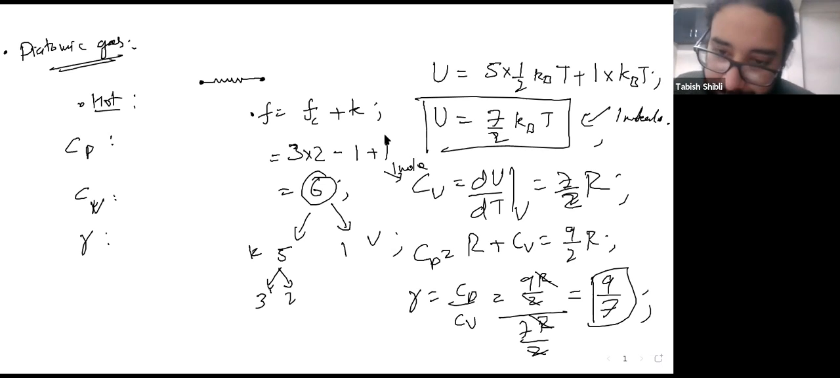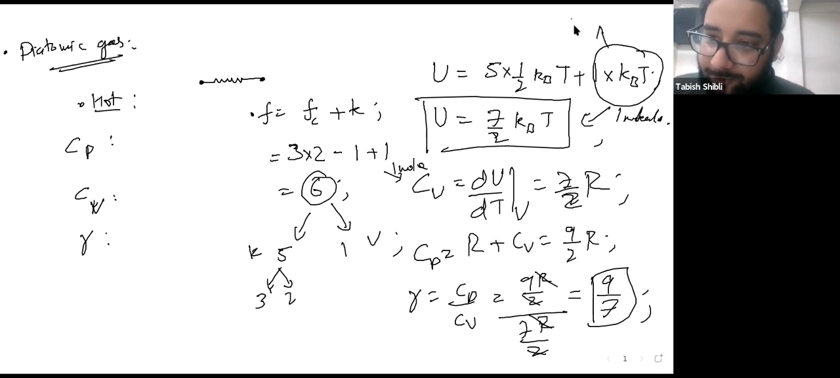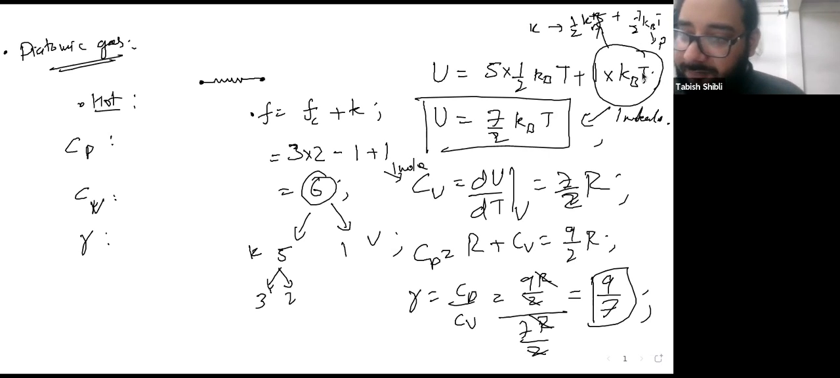Is the vibration's potential plus kinetic giving 1 kBT? Yes, this 1 is essentially 1/2 kBT plus 1/2 kBT. This is from the kinetic part of vibration. This is from the potential part of vibration. Make sense? Lovely. As long as it makes sense, it's all good.